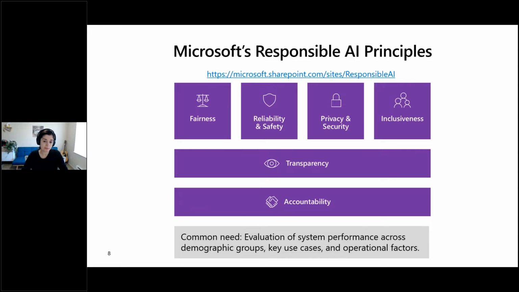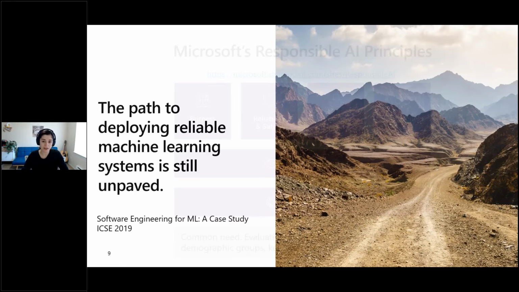Based on many surveys and studies that we have run in the past and have updated in the last few years, we see that bringing these principles to practice is a challenging task, mostly because of the lack of tools, and mostly because all these different principles have different requirements, and it's hard to put them all together into one single dashboard.